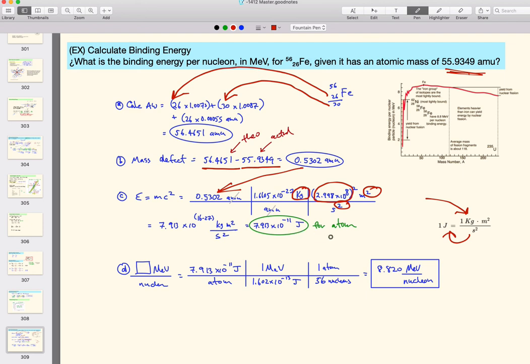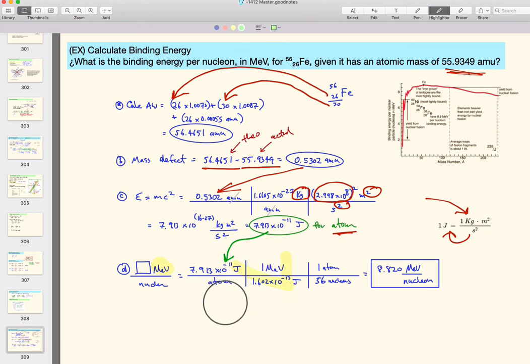Oh my, but that's for the atom. That is for an atom of iron. It asks for how much for the what? Per nucleon. Oh, yes. It asks how much per nucleon. So what do we do? It's a simple conversion factor here. We're going to convert joules to mega electron volts. We're going to make those work out.